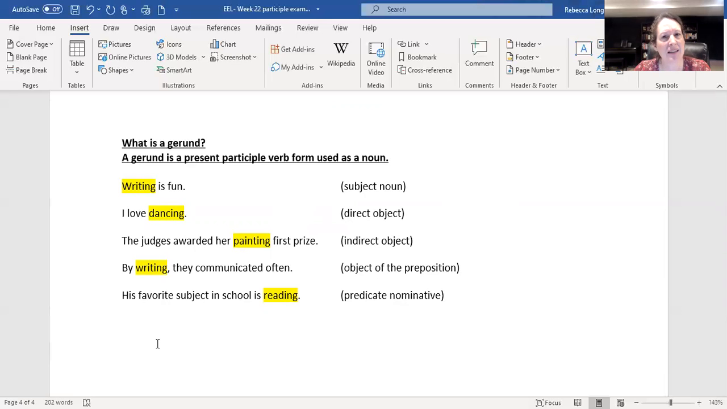Dancing. It's not something that's happening in the sentence. It's not the action. The action is love. Dancing is a naming word in the sentence. What do you love? Dancing. It's the direct object.